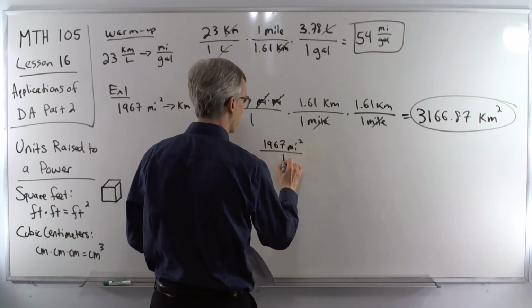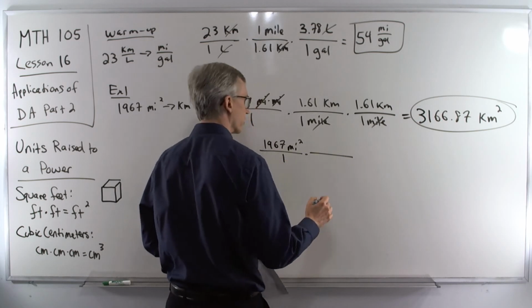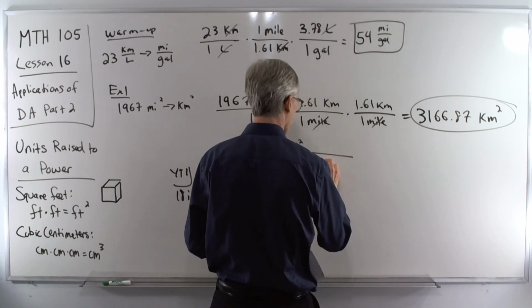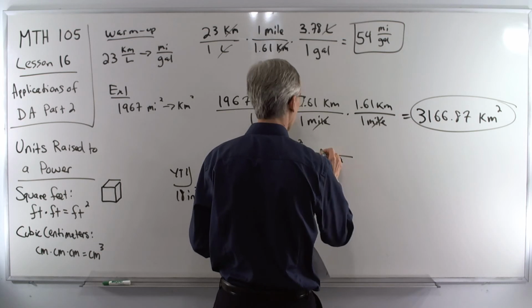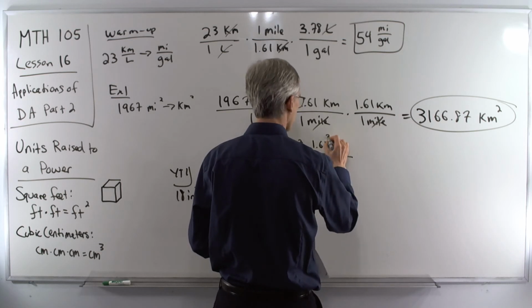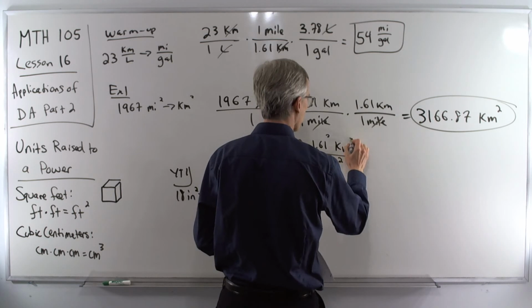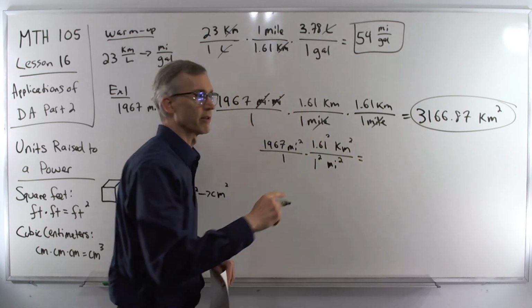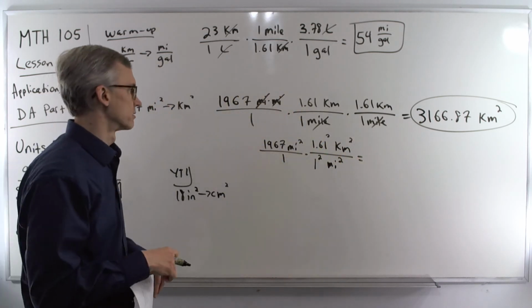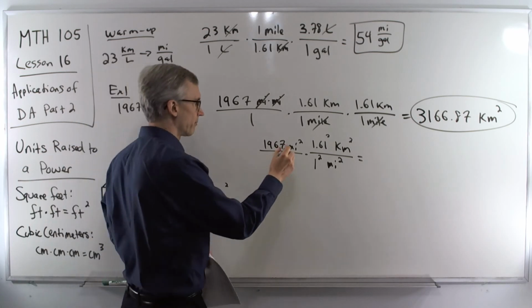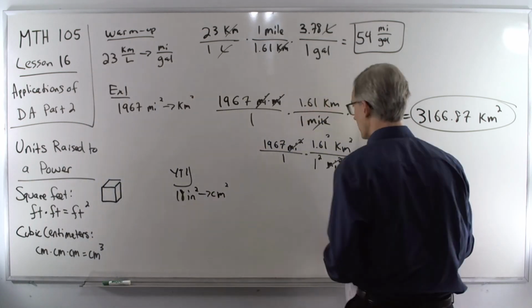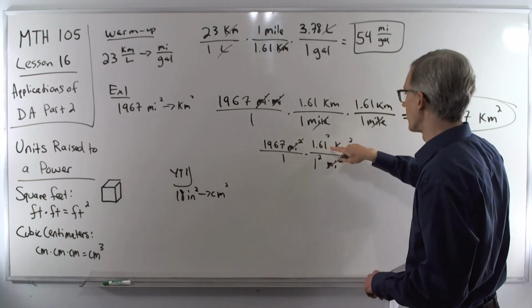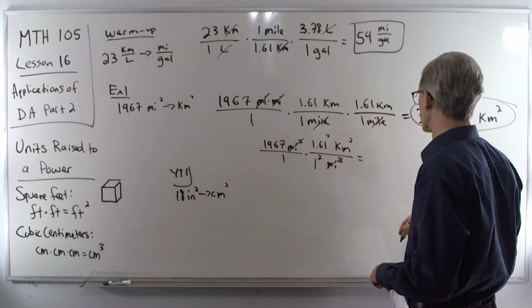So I'm going to write this one as miles squared. And when we do the conversion, we do 1 squared miles squared, 1.61 squared kilometer squared. Square everything: numbers, units, everything. Now we've got miles squared on top, miles squared on the bottom, those cancel. And now we're going to multiply 1967 by 1.61 squared, and we'll get the same value.